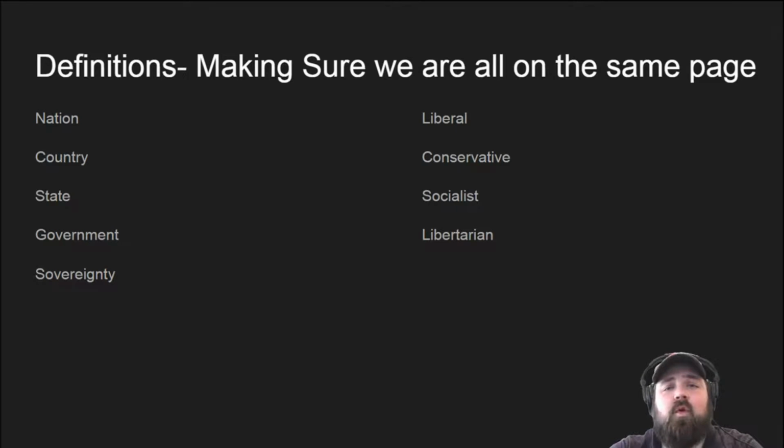The first four terms that you see here are nation, country, state, and government. They are very heavily intertwined with each other, almost to the extent that we conflate them. We use them in place of one another in everyday usage. But within this course, and hopefully moving forward, I will be able to get you all using these terms appropriately, properly, the way that they're meant to be used. So our first term is nation.